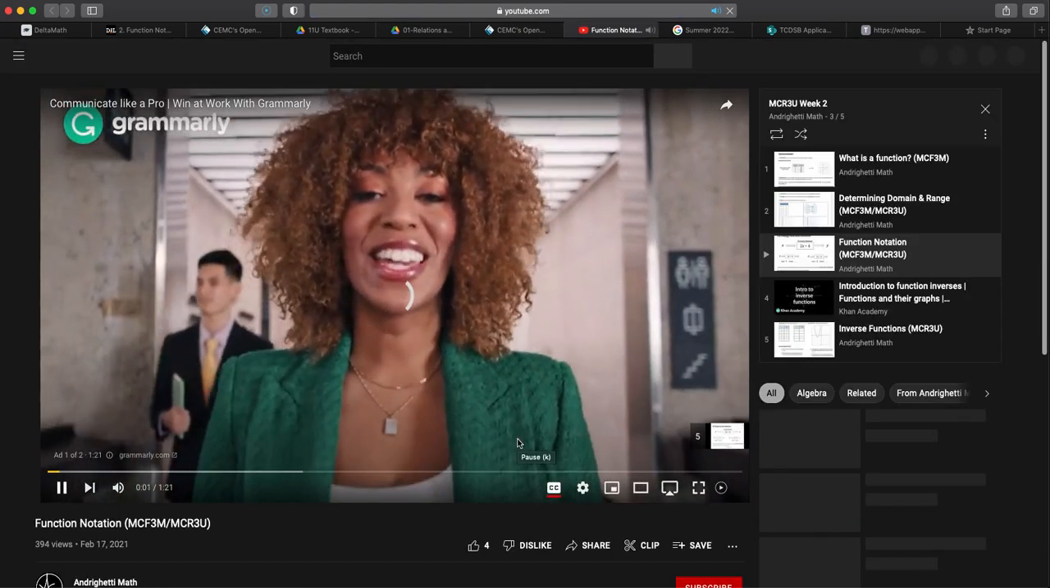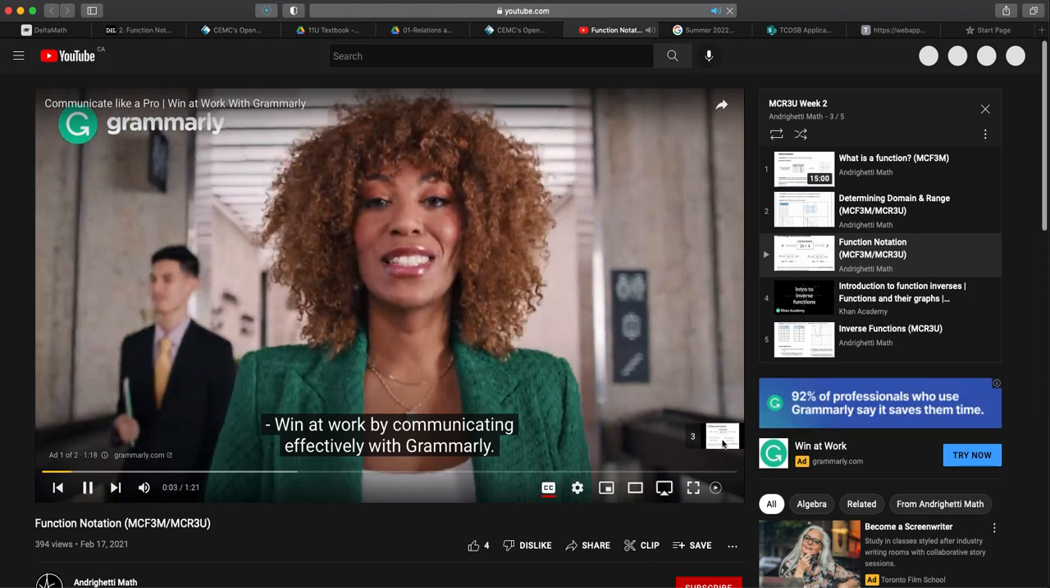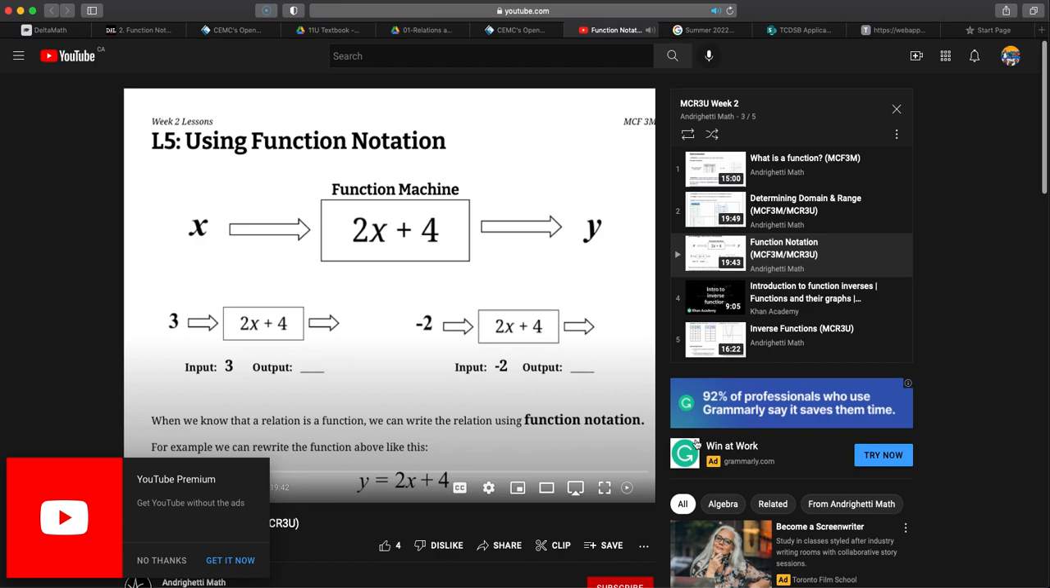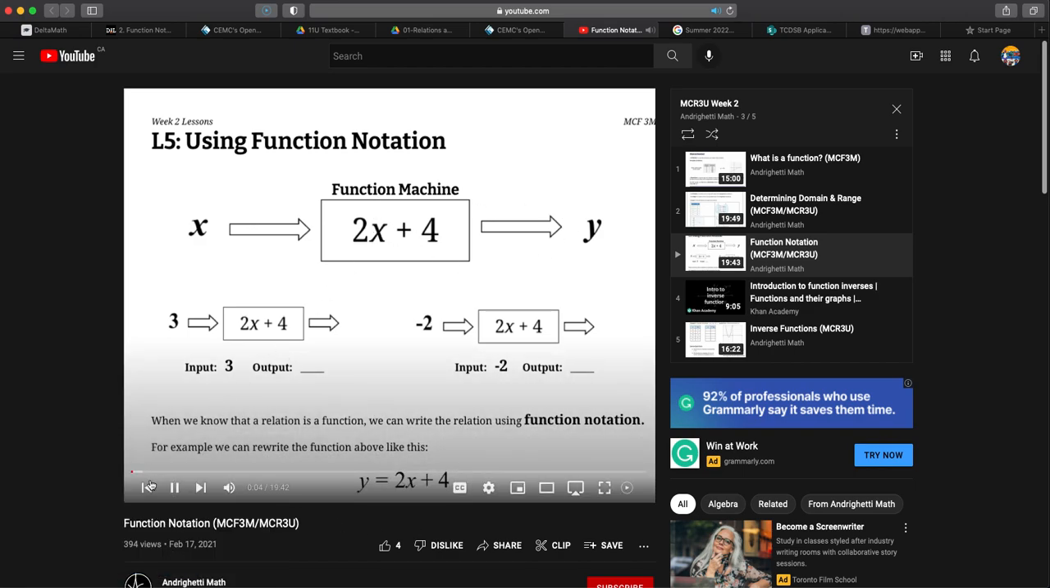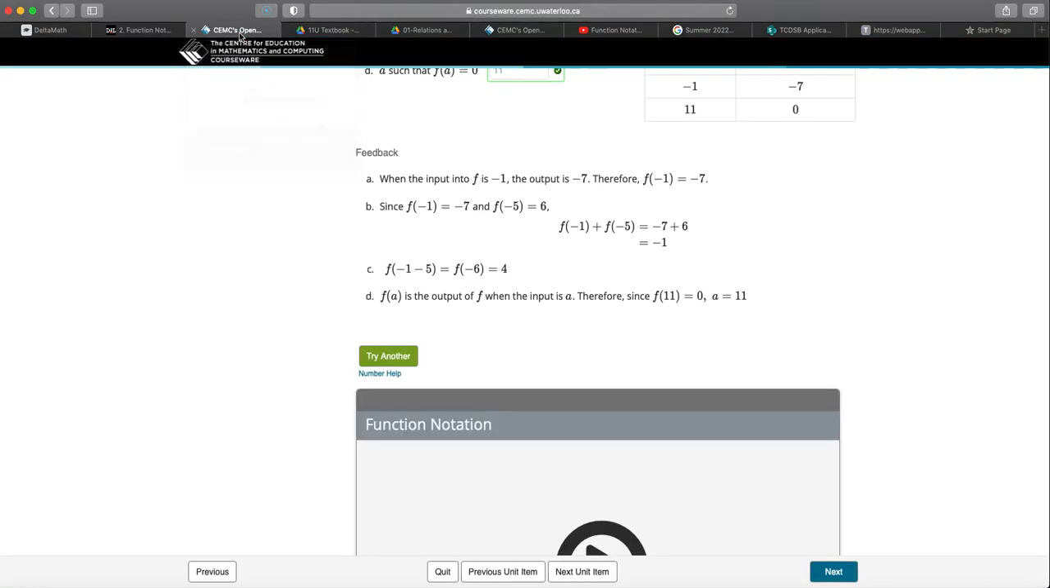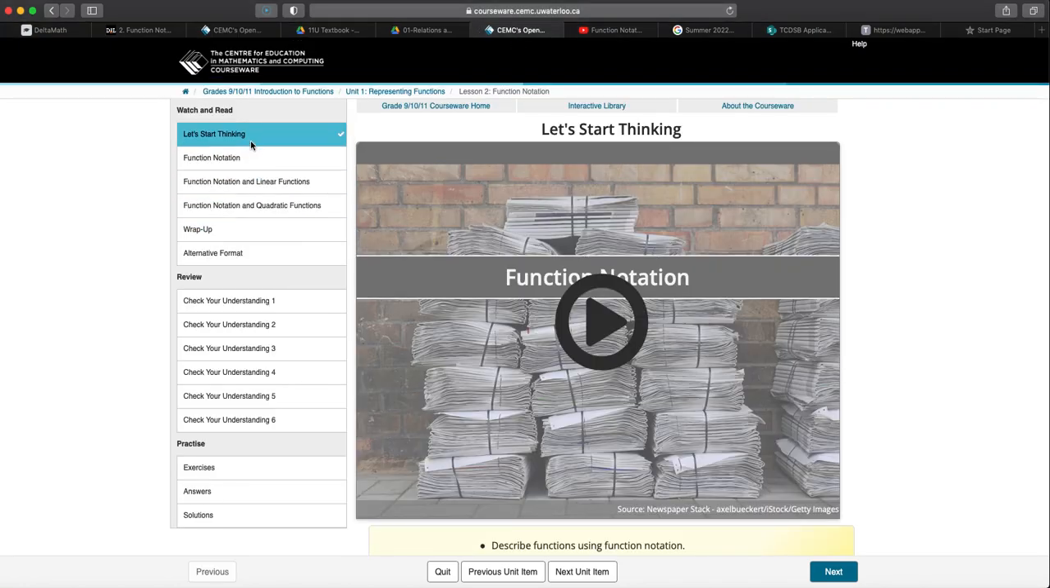In this video, we're going to talk about function notation. I'm not going to go through that, but there's a link there. And you know that this is also covered. Sorry, I think we're on this page right here. Function notation is also covered in here.